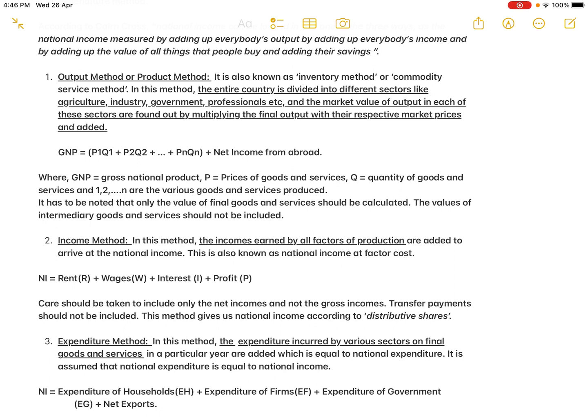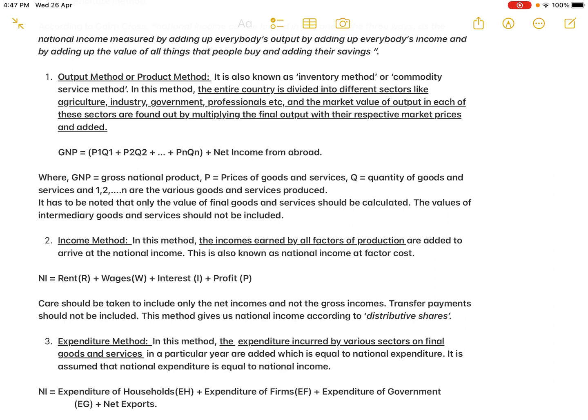So the other names for the output method or product method are the inventory method or commodity service method. In this method, the entire country is divided into different sectors like agriculture, industry, government, professionals, etc. And the market value of output in each of these sectors is found out by multiplying the final output with their respective market prices and added.